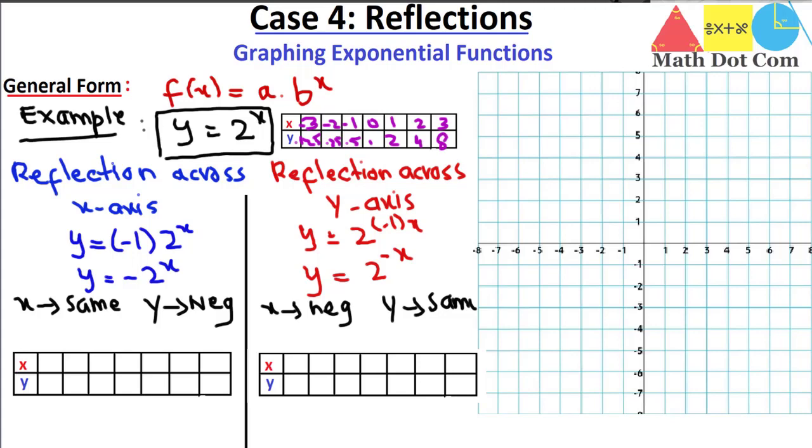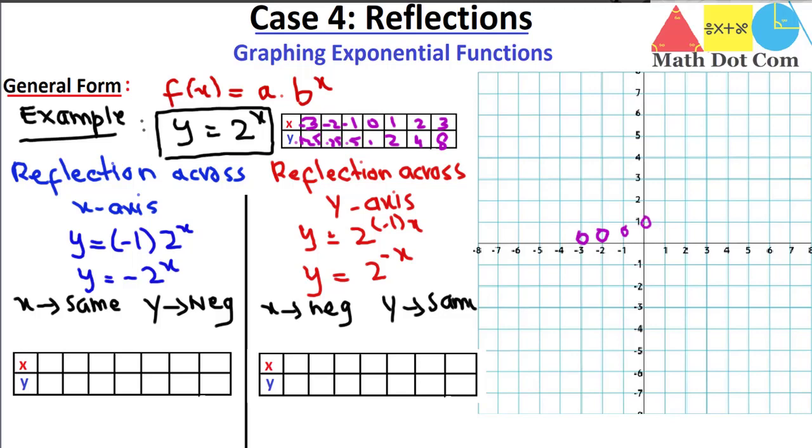So let's plot it on the graph so that you can differentiate while plotting the reflections. For -3, the value of y will be 0.125. So it will be somewhere here. Then for -2, it will be 0.25, a bit above. Then for -1, it will be 0.5 here. And for 0, it will be 1.